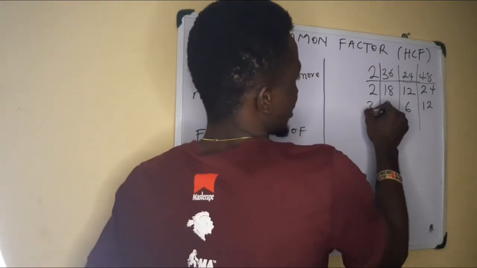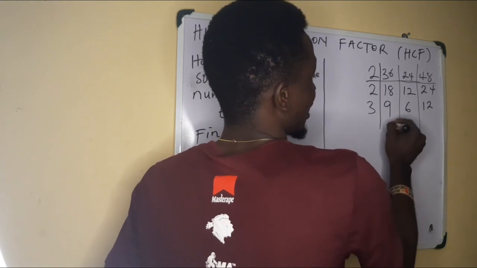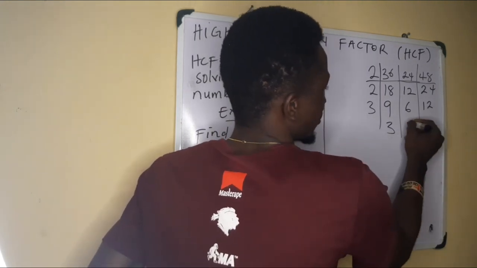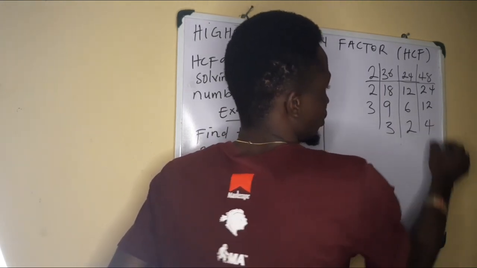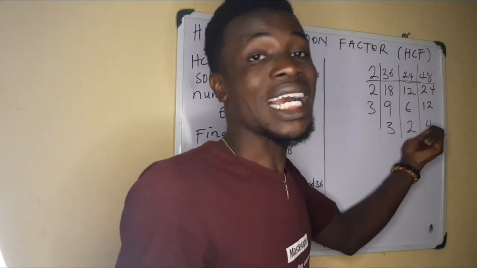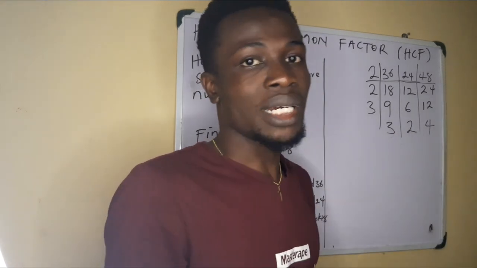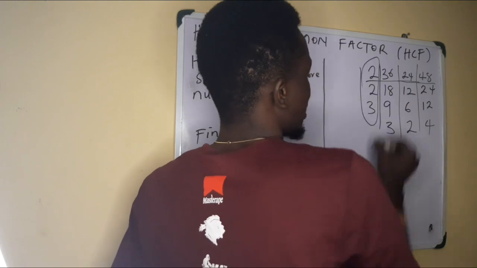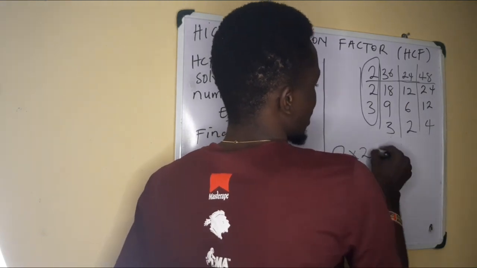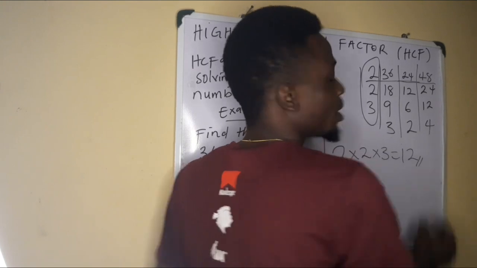Now what other number can divide 9, 6, and 12 without remainder? 3. 3 divided into 9 is 3, sorry. 3 divided into 6 will give us 2. 3 divided into 12 will give us 4. Now at this junction, there is no other number that can divide these three numbers without remainder. So this is our H.C.F: 2 times 2 times 3. And you find out that it's still going to give us 12.